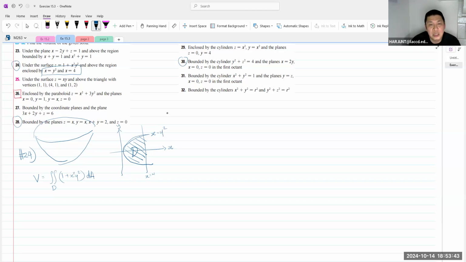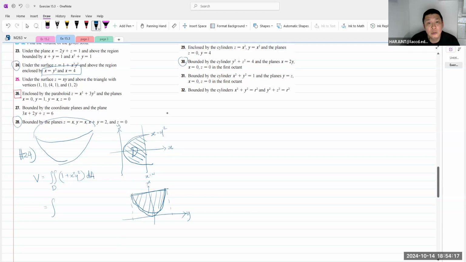Either you want to see it this way or you see it this way. This is your x-axis and this is your y-axis. You see? Okay. I think I will do the second one. Okay, so the y will be from -2 to 2.